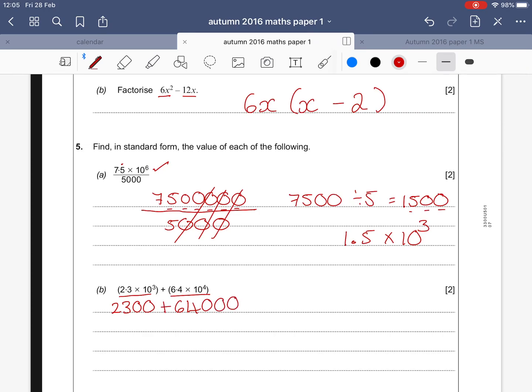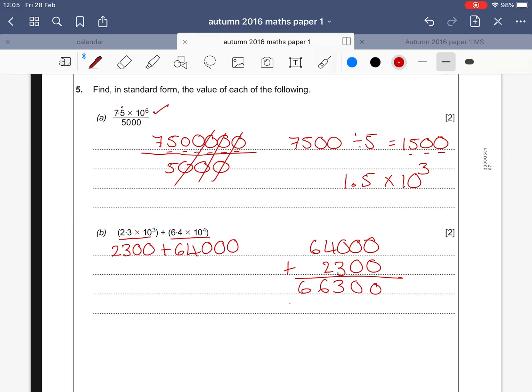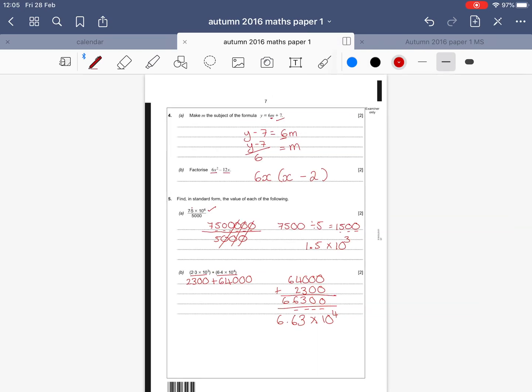Now I just want to add them. I'm going to line these up just so I don't make any mistakes. So that's 2, 3, 0, 0, because a lot of people might assume that there is an extra 0, and not write it correctly. So we've got 66,300. Back in standard form will be 6.63 times 10 to the power of 4, because there are 4 numbers after the first.